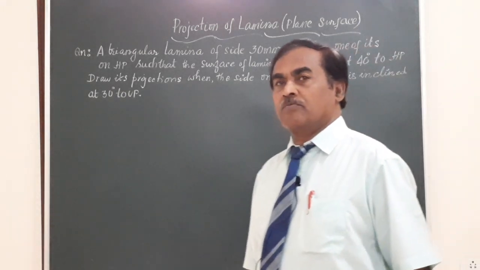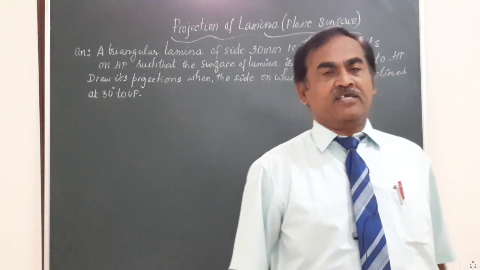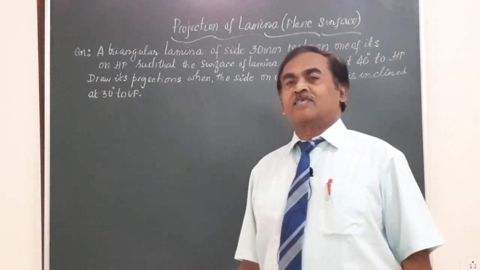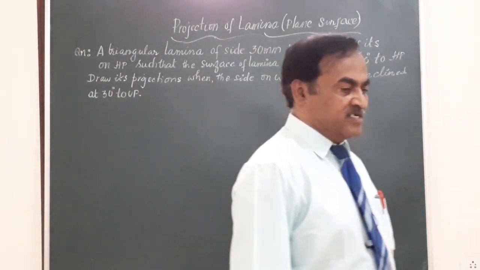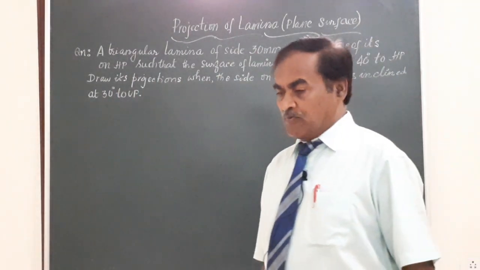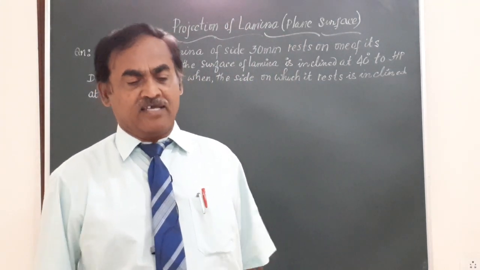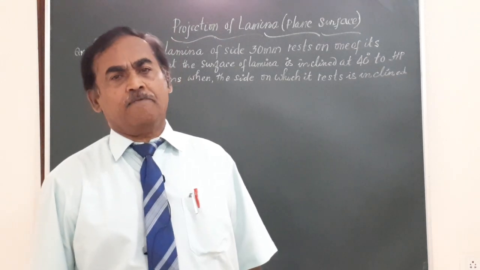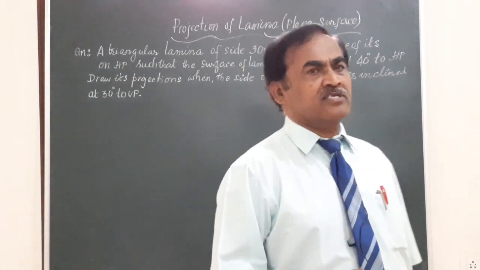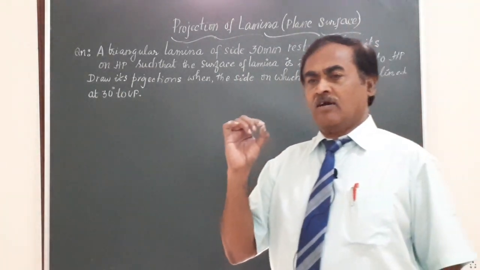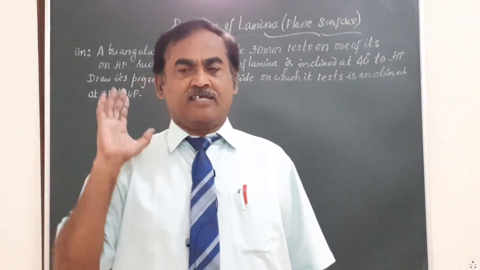Friends, today I have come with a new chapter, that is the projection of a plane surface, or projection of a thin surface or a lamina. When I say it is the projection of a lamina, basically you should know what a lamina is. A lamina could be a thin surface which has only two lateral dimensions, and the thickness of the lamina is totally negligible. You can say it is just having a line thickness.